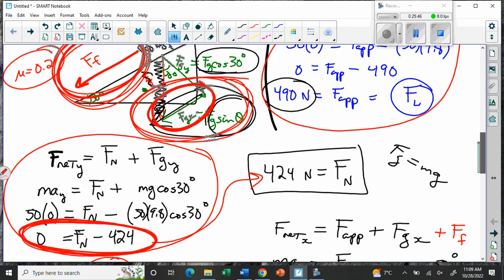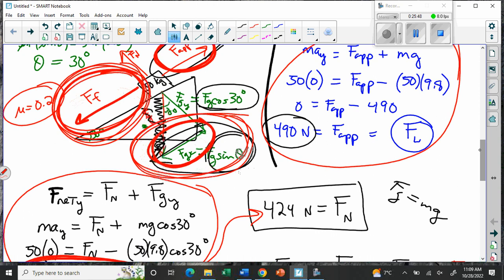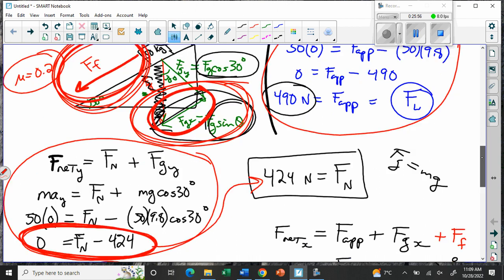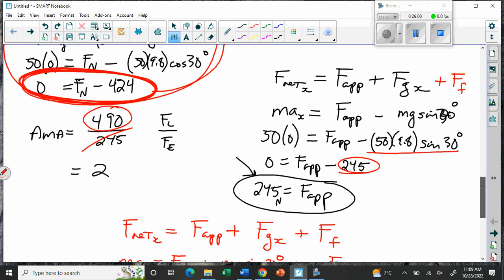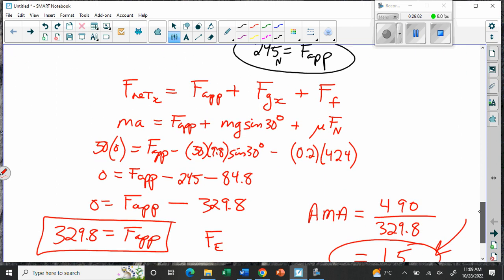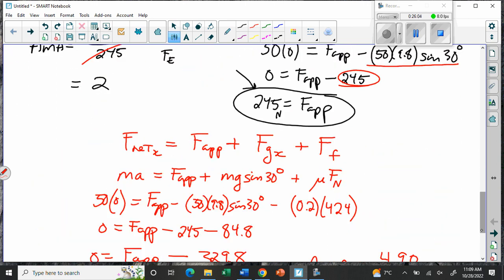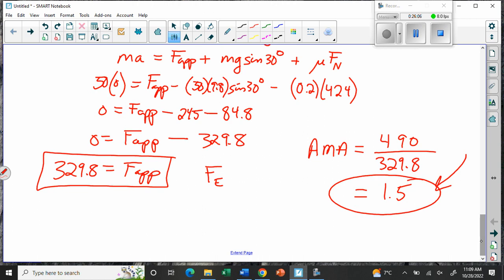If you're not sure about all this stuff that we did, this math, go back and review the video on how to find the force up a ramp, because that's where you learn all this stuff. If you're jumping in here without watching that video, this is going to look all crazy, but that video will explain that in more detail. So that's how you do the AMA for an inclined plane with friction.